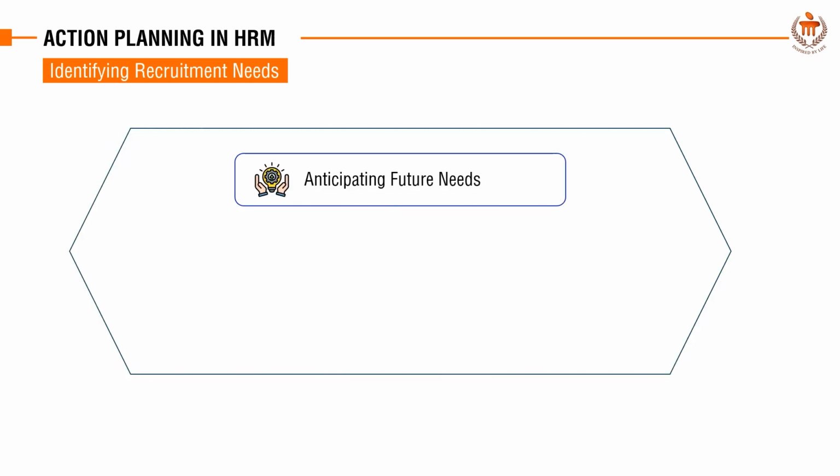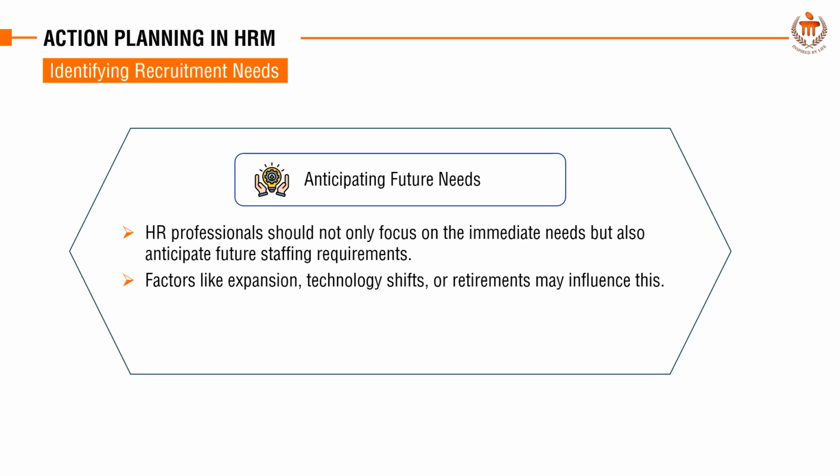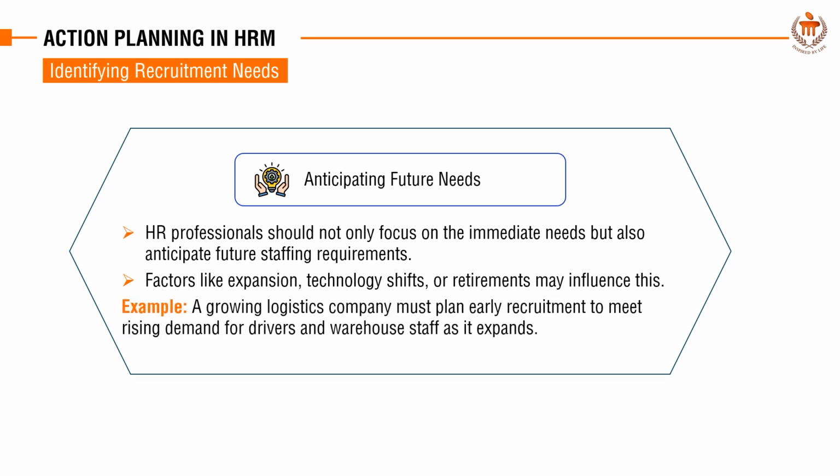Anticipating future needs. HR professionals should focus not only on immediate needs but also on future staffing requirements. These needs may be influenced by factors such as business expansion, technological advancements, or employee retirements. For example, a growing logistics company might anticipate increased demand for drivers and warehouse staff as it expands its distribution network. Early recruitment planning ensures sufficient talent is available when needed.